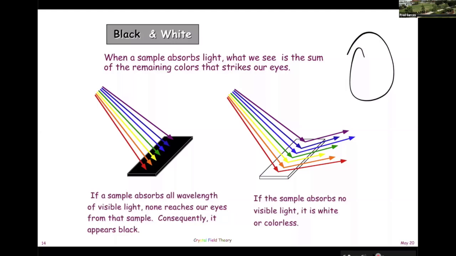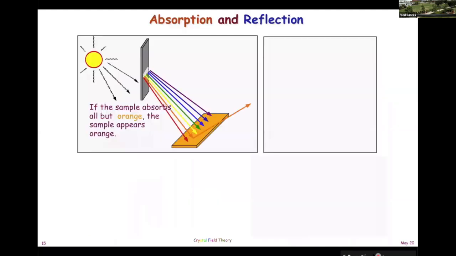Okay. Now let's take a look at how we see orange, a specific color. The way we see orange is when the different wavelengths of light hit orange, all the other wavelengths of light get absorbed except orange, and orange is the only wavelength of light that hits our eyes. And so we see that particular object as orange. Okay, just look at an orange fruit or something.